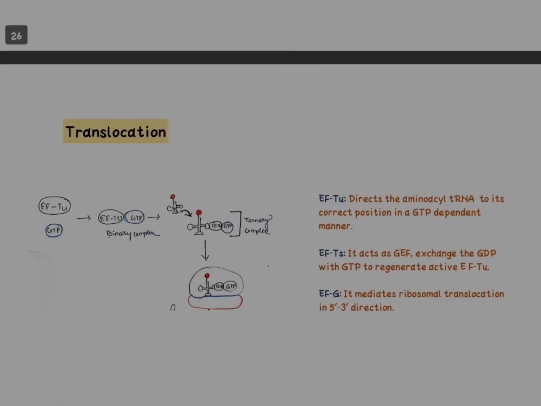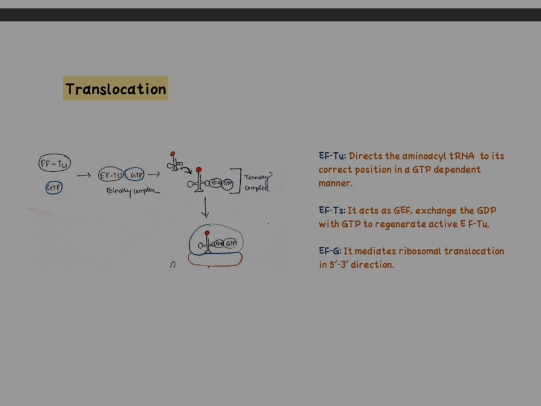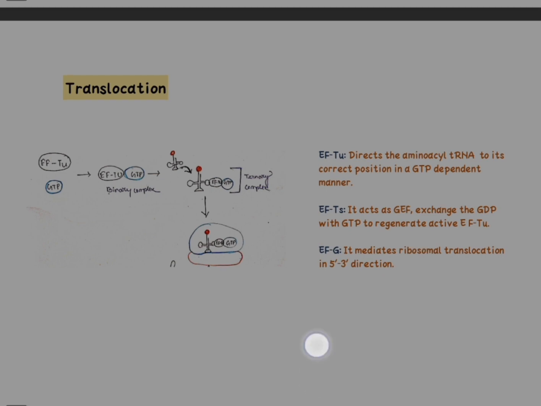In the translocation process, three factors are involved: EF-Tu, EF-Ts and EF-G. What does EF-Tu do? Actually, EF-Tu gets activated by binding with GTP. EF-Tu and GTP form a binary complex, then it attaches with the aminoacyl tRNA, and then this group gets attached with the acceptor region, or A region, of the ribosome. And EF-Ts is the GEF, meaning guanine nucleotide exchange factor. When EF-Tu needs to become activated, it dissociates the GDP and GTP gets bound, and vice versa. And EF-G causes the ribosomal translocation in the 5' to 3' direction.